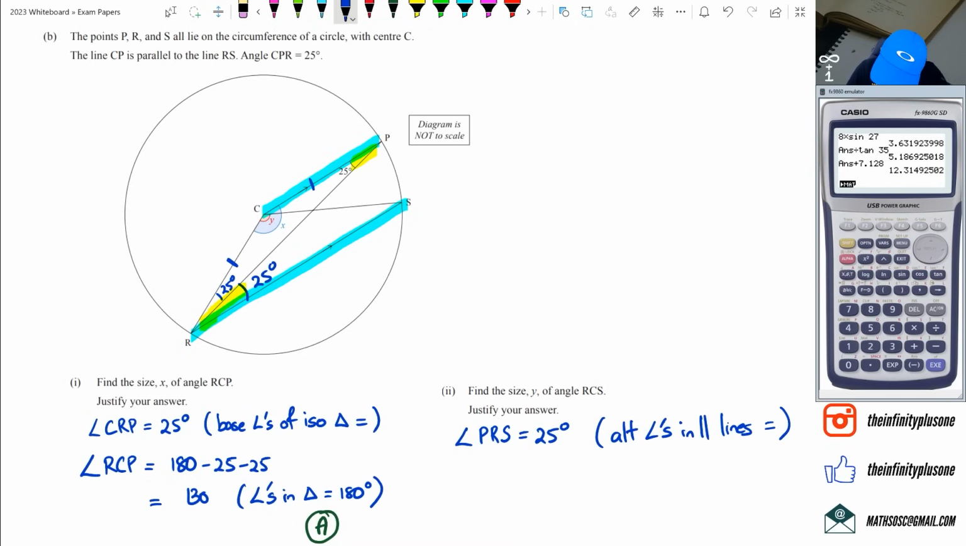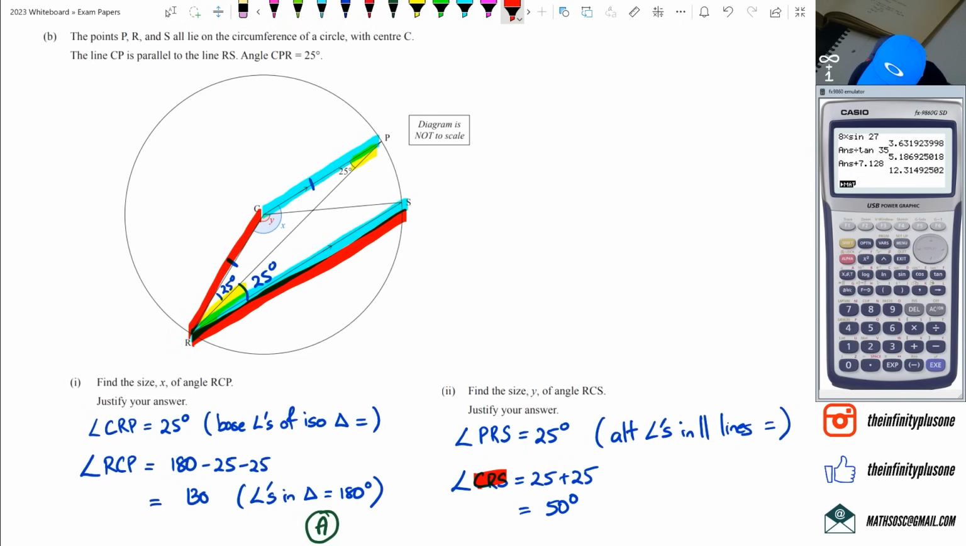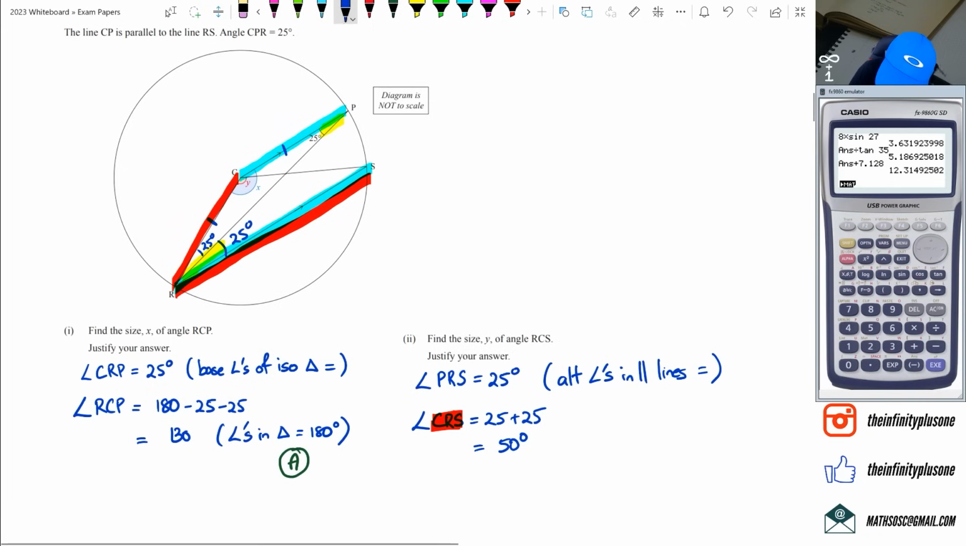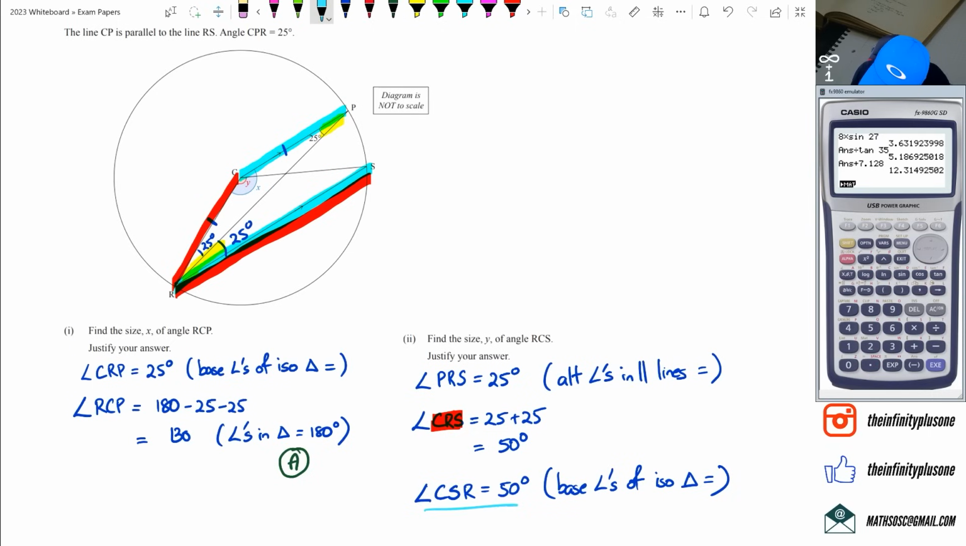Then I'm trying to find Y, so CRS. I could write angle CRS equals 25 plus 25, which equals 50 degrees. So angle CRS is this part here, and it's 50 degrees because of that 25 and 25 put together. Now if that's 50 degrees, then I can say that angle CSR is equal to 50 degrees because base angles of isosceles triangle are equal. I'm talking about this angle here. This is going to be 50 degrees.